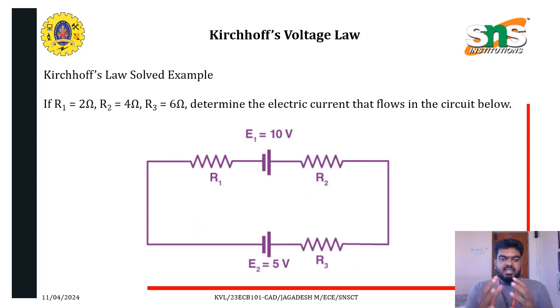So let us see one example. Here in the given circuit diagram, there are three resistors and two voltage sources. The three resistor values are given as R1 equal to 2 ohm, R2 4 ohm, and R3 6 ohm, and the two voltage sources, called E1 and E2, are given as 10 volts and 5 volts respectively. For this given circuit diagram, we have to determine the electric current by using KVL. Let's see how we can determine the electric current from the given circuit using KVL.